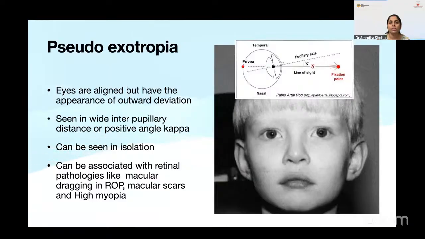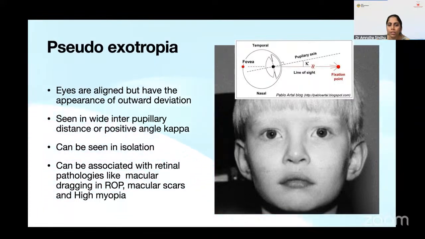So there is also a term called pseudo-exotropia. As you saw, there is a true exotropia. There is something called pseudo-exotropia, which is not a real deviation. Here you can see the picture of this child. It looks as if the child is having a left exotropia. But if you observe carefully, the light reflex is almost at the center of the pupil. So it is an apparent deviation. The eyes are actually aligned and you don't see any movement or deviation on cover test, but it appears to have an exotropic position. So why does this happen?